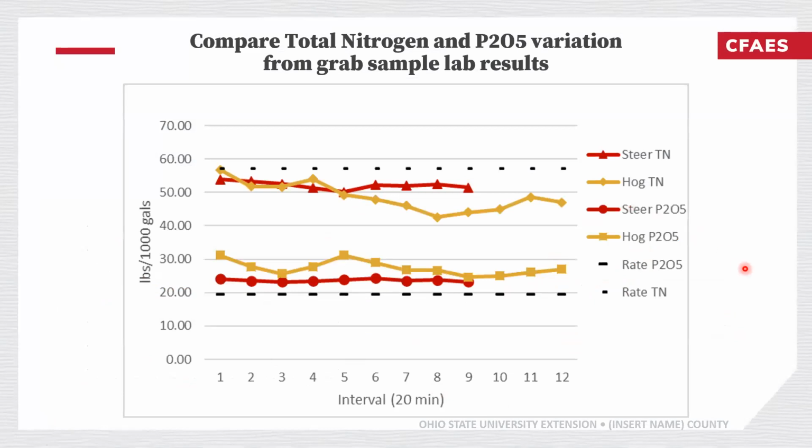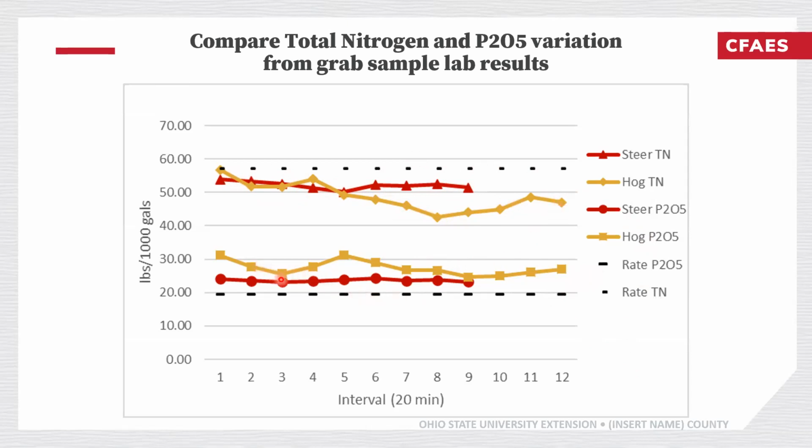To compare total nitrogen from those grab samples and lab results during agitation, each pit was slightly different, but agitation helps to keep those results of total nitrogen fairly uniform. So in this study, we have steer manure up here on the top red line. It moves around some. So again, we want to take multiple samples even with agitation, but it doesn't change a lot. And then we have hog manure. Total nitrogen bounces around and declines as we pump.